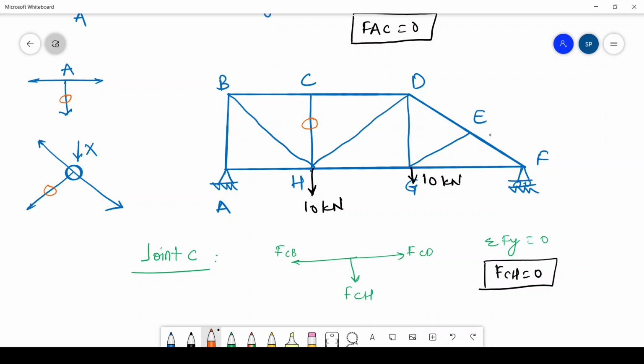Now similar to that, this EG member is also going to be a zero force member. If you resolve the forces and apply summation Fx and summation Fy equal to 0, from that you will easily justify that the member force along EG is going to be 0, and these two forces, that is ED and EF, will be equal. So this is how you can identify a zero force member.